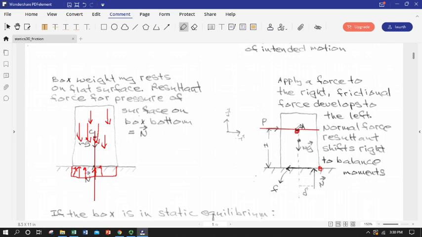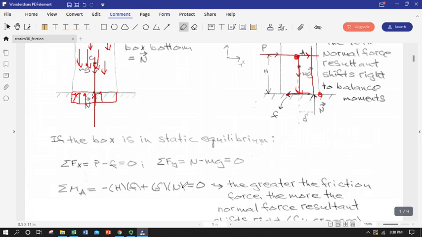So we could write a sum of the moments equation around point A and do R cross F. So we could define a radius vector from A down to our friction force, R cross F, and we could get a moment that will be negative going into the paper due to the friction, and we can define a line of force of our normal force up here and do a radius vector to it and show that that has a moment going out of the paper, and we can set them equal to one another to keep this box from rotating.